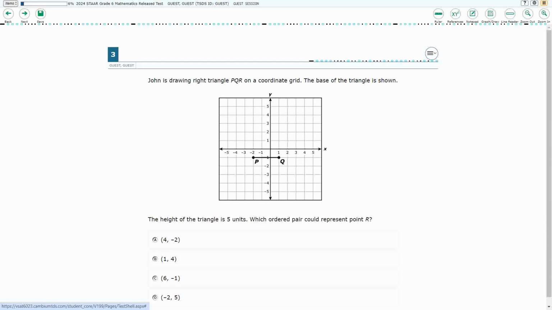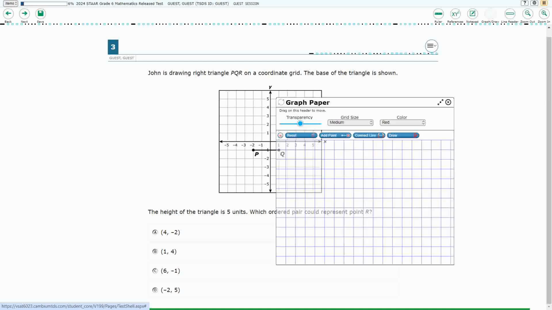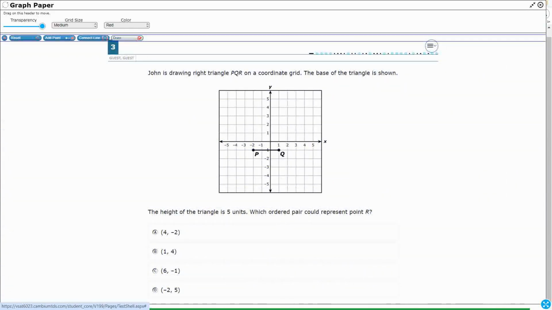All right, so we've got a basic coordinate plane here. John is drawing a right triangle. Now that's going to be important. Right triangle. On a coordinate grid, the base of the triangle is shown, and the height of the triangle is 5 units. Which ordered pair can best represent R?